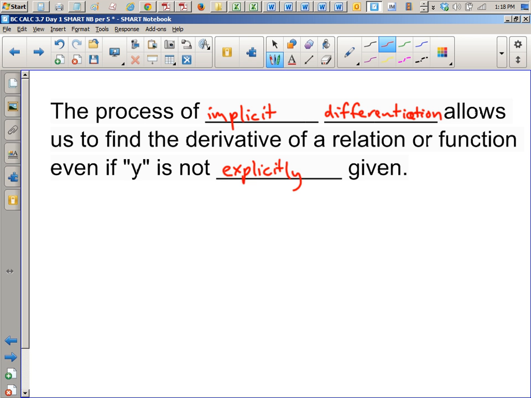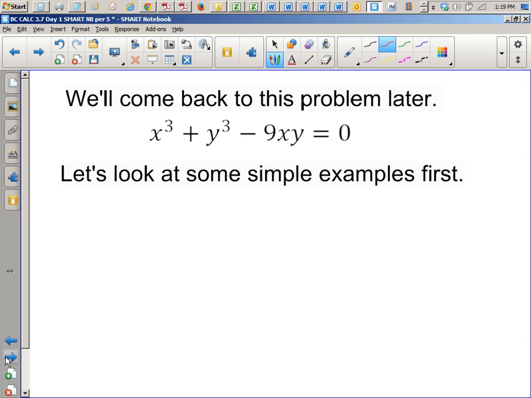So first thing I did was I showed you the need for a new method. I said there are some functions or relations that are too hard to take the derivative of if we have to isolate y. What do they say? Necessity is the mother of invention, right? So if we have a need, we invent a method. Implicit differentiation is really just the chain rule, but it works on problems where y is not isolated. We'll come back to this problem later, but we'll do it tomorrow. But I'd like to just show you how to do implicit differentiation again in case you don't remember.